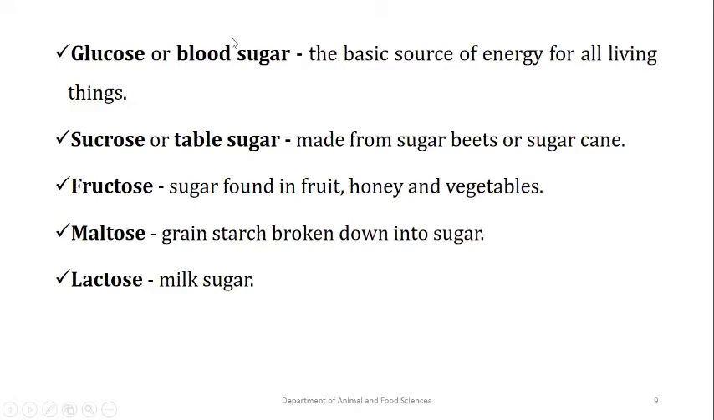Glucose, or blood sugar, is the basic source of energy for all living things. It is a well-known thing, a type of simple sugar. Sucrose, or table sugar, is made from sugar beets or sugar cane. Fructose is the sugar found in fruit, honey, and vegetables. Maltose is produced from the breakdown of starch, and lactose is considered the milk sugar.